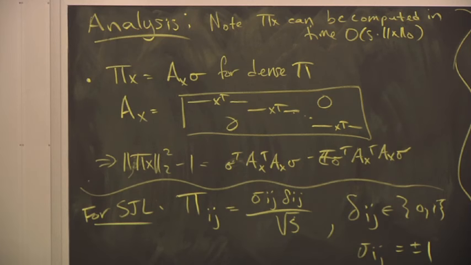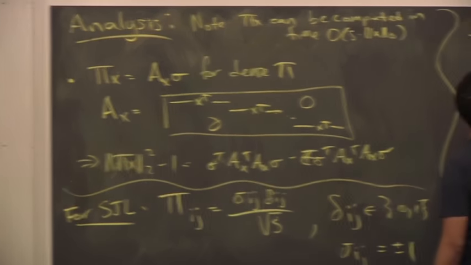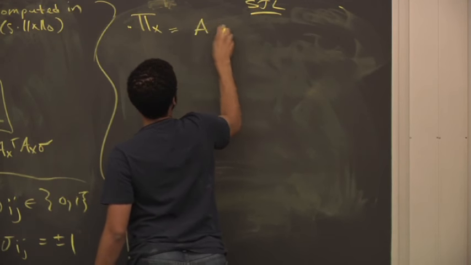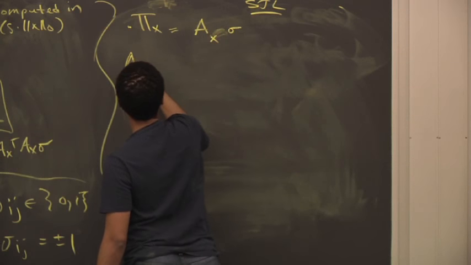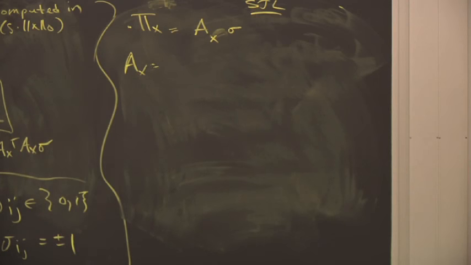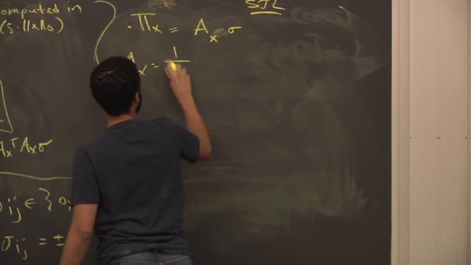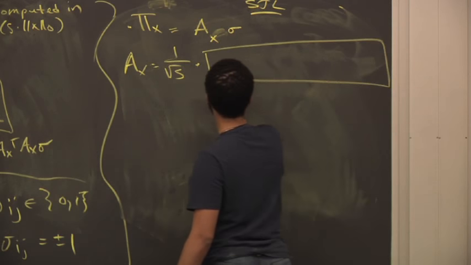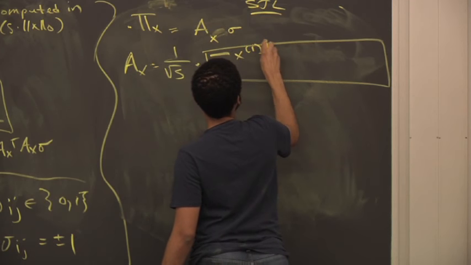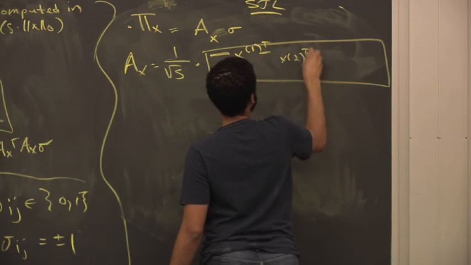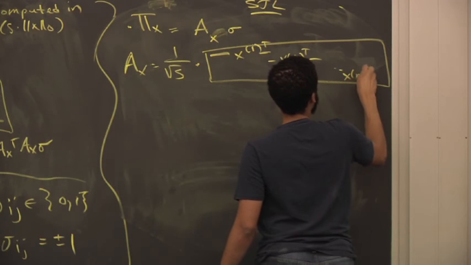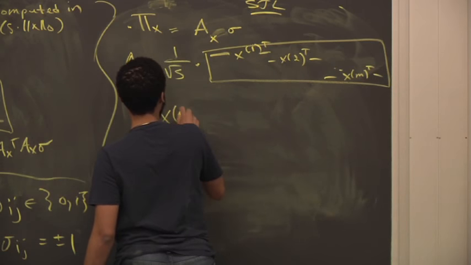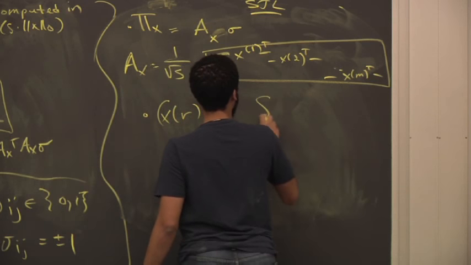So I claim now pi x, for SJL, is equal to, again, A_x sigma. But now A_x looks something like this. There's actually a 1 over root m for dense JL. For us, there's a 1 over root s times this matrix, x1 transpose, x2 transpose, xm transpose. Okay. What is this thingy? x_r,i is equal to delta_ri x_i.